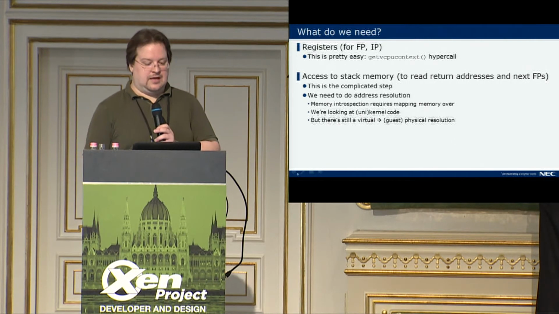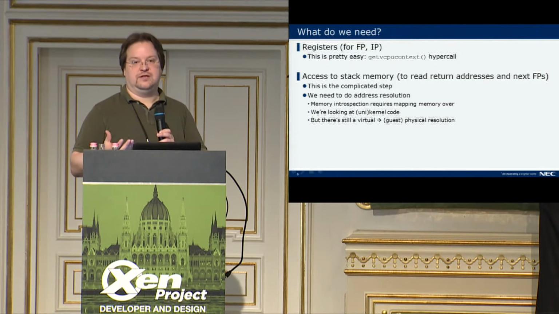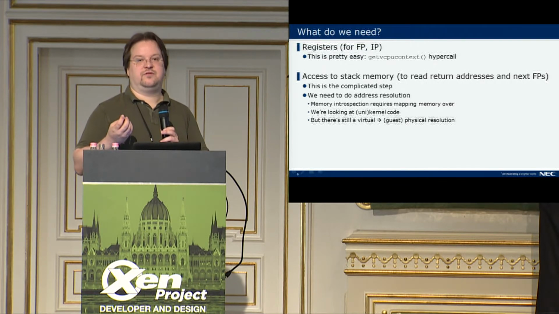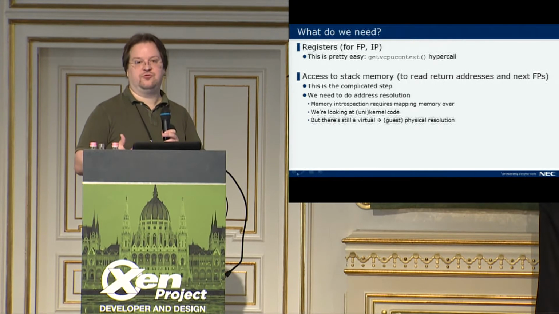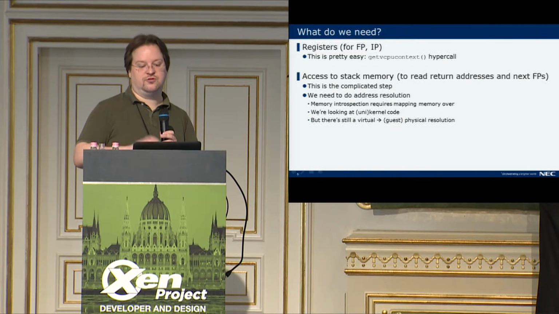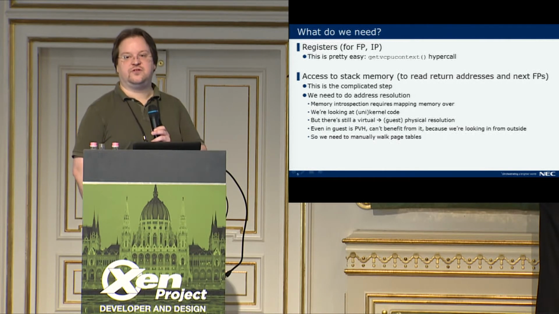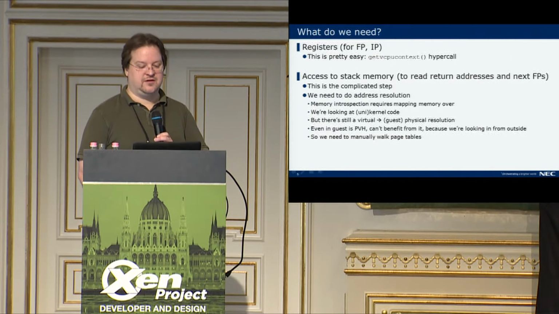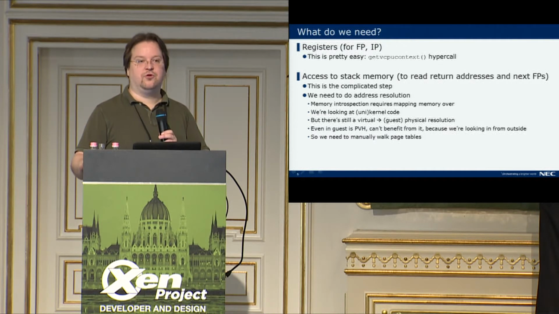And although we're basically introspecting kernel code in the end, there's of course still the thing that the unikernel runs on virtual memory. So we have virtual addresses and we need to do a virtual to guest physical address resolution. And it gets a bit worse because even if your guest is using something like PVH to have hardware support to do that, as the profiler, we can't, because we're looking in from the outside. So it turns out that we basically need to walk the page tables manually ourselves to find the information that we need.